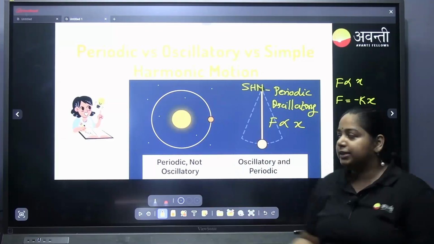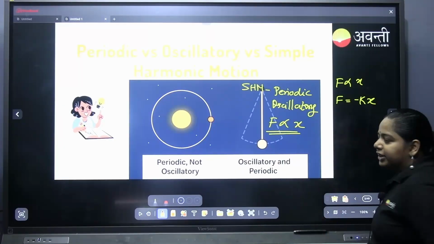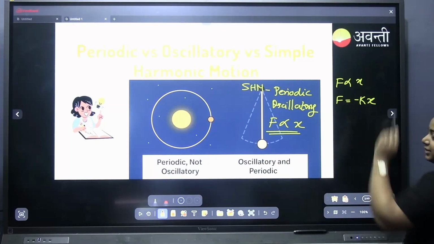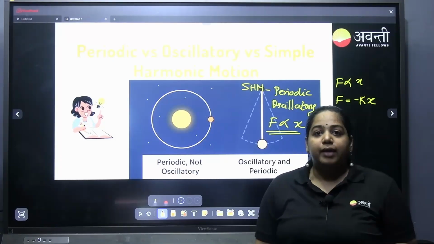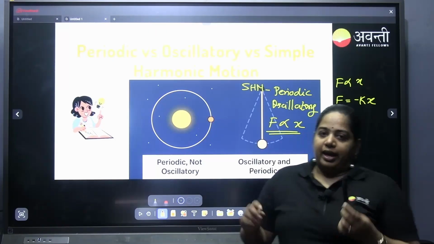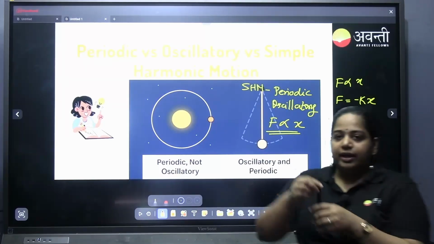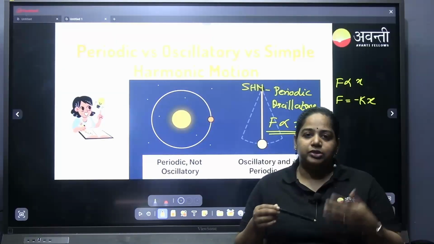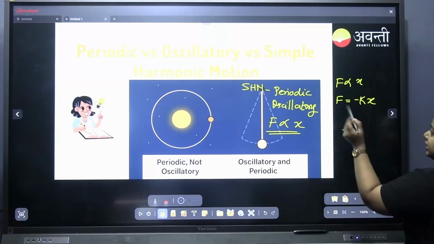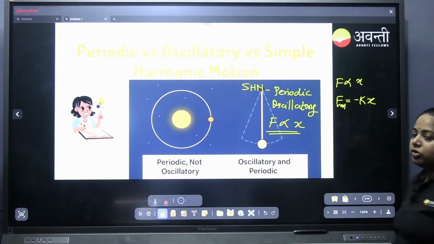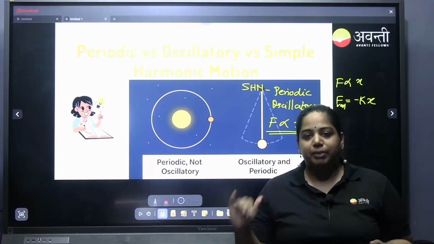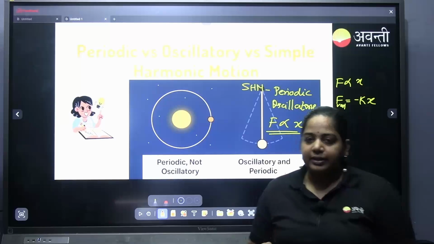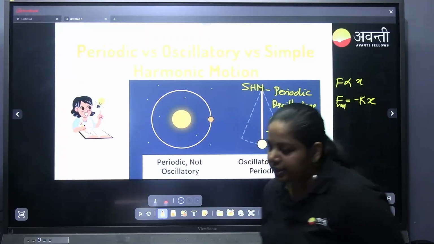If it has to be SHM, it has to satisfy this condition also, F proportional to x. When we write it like this, this is external force, like if I am pulling it, I am the one who is applying the force. That is external force. This is restoring force. Restoring force will always be directed towards the mean position, which is opposite to the direction of motion. That's why the negative sign is there. Is that clear?